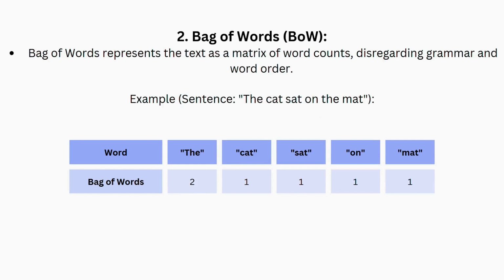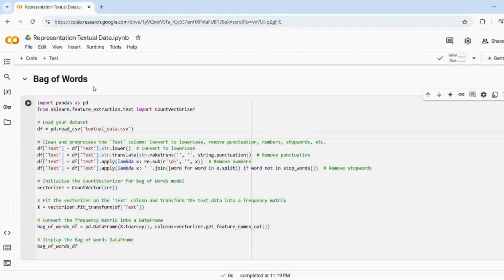Now we see the implementation of bag of words. For this we import pandas as pd. From sklearn, an inbuilt Python library for bag of words feature extraction, from feature_extraction.text we import CountVectorizer. df is a variable assigned from the dataset.